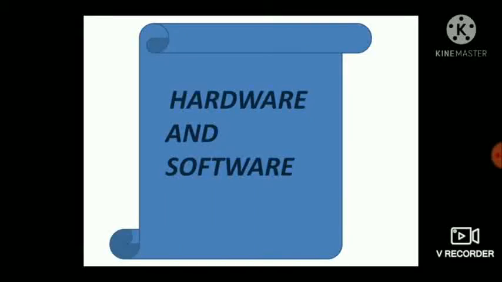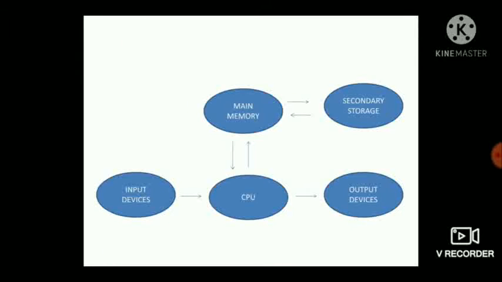Hi friends, today I am going to explain about hardware and software. A computer system has two major components, hardware and software. In practice, the term hardware refers to all the physical items associated with the computer system. Software is a set of instructions which enables the hardware to perform a specific task.